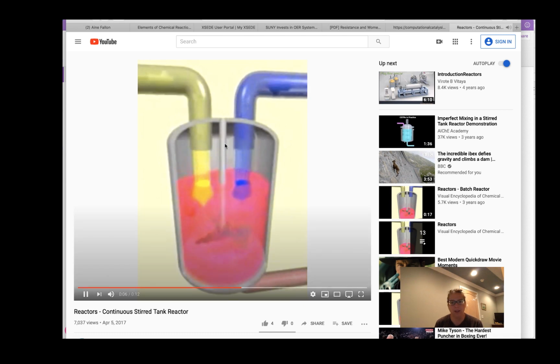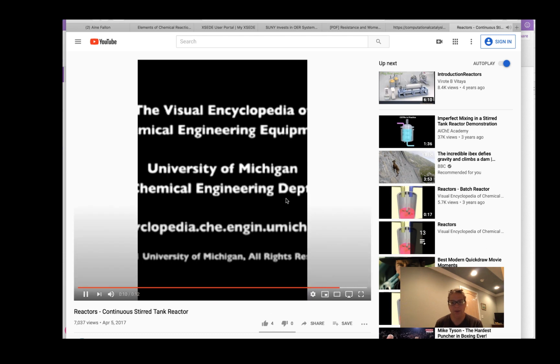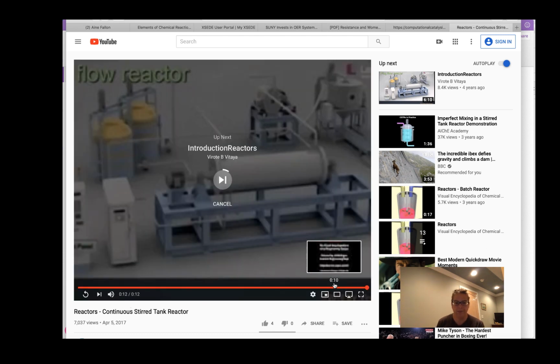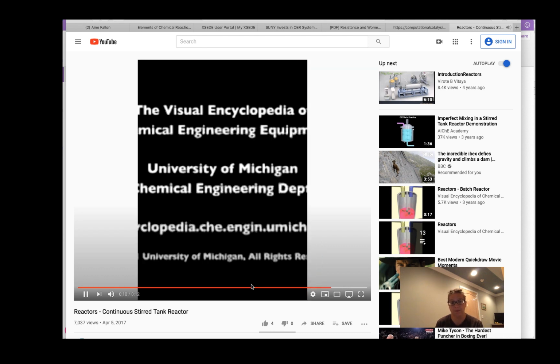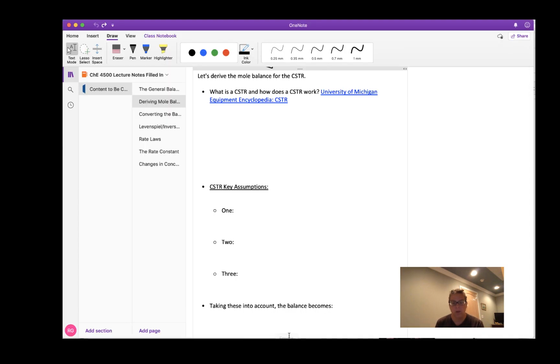They're coming into a tank of pink liquid. The entire tank is this pink liquid, and then the pink liquid is exiting here. So going back to the notes, how does the CSTR operate?